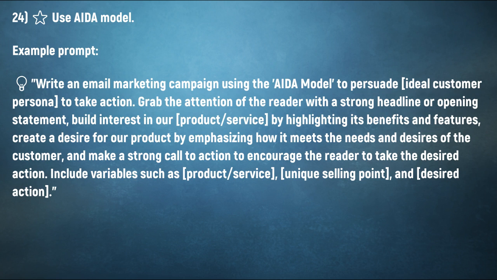24. Use IDA model. Example prompt: Write an email marketing campaign using the IDA model to persuade ideal customer persona to take action. Grab the attention of the reader with a strong headline or opening statement. Build interest in our product, service by highlighting its benefits and features. Create a desire for our product by emphasizing how it meets the needs and desires of the customer, and make a strong call to action to encourage the reader to take the desired action. Include variables such as product, service, unique selling point, and desired action.